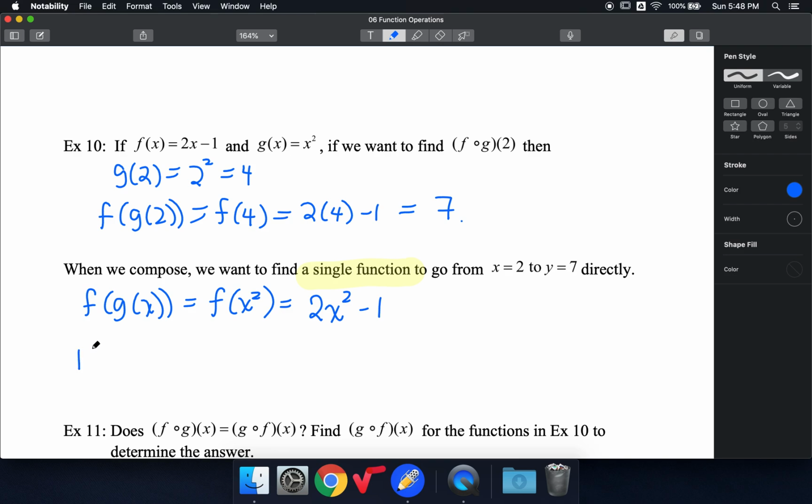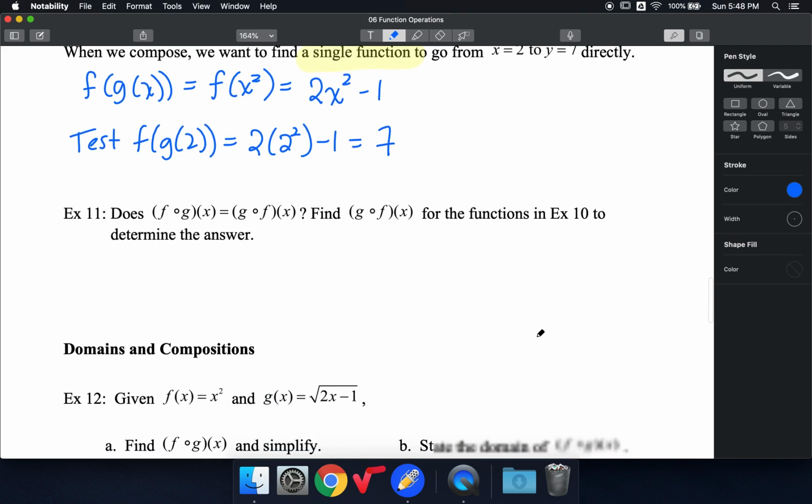Well, let's test it. That's going to be 2 times 2 squared minus 1. Well, 4 times 2 is 8, minus 1 gives me my 7. So this would be the single function that represents the composition of those two functions.